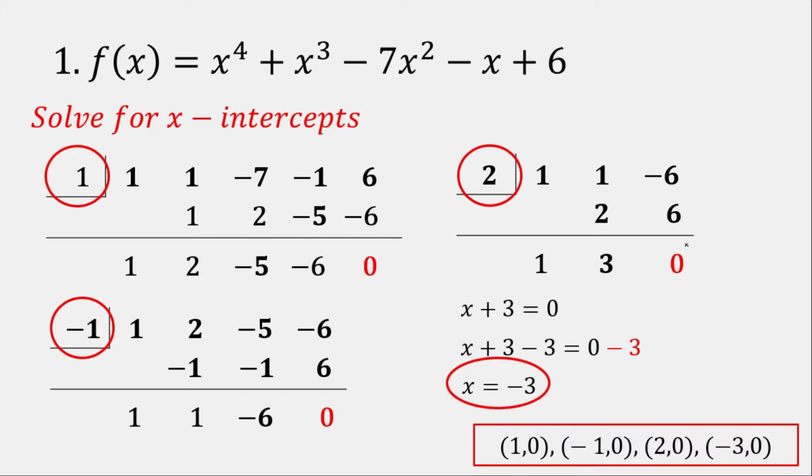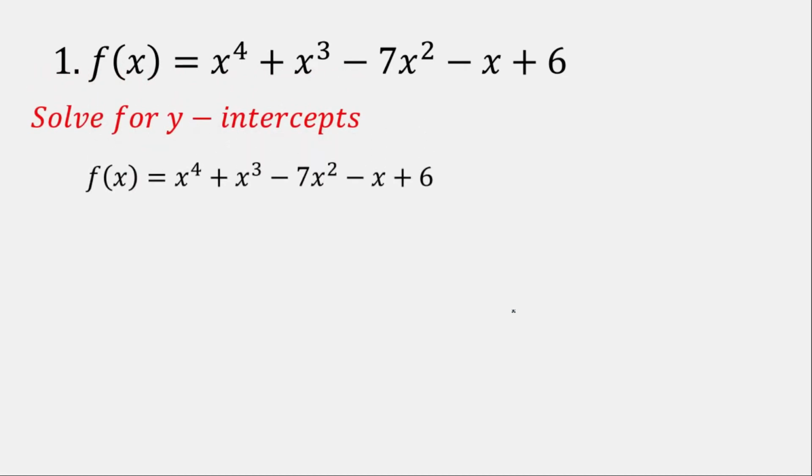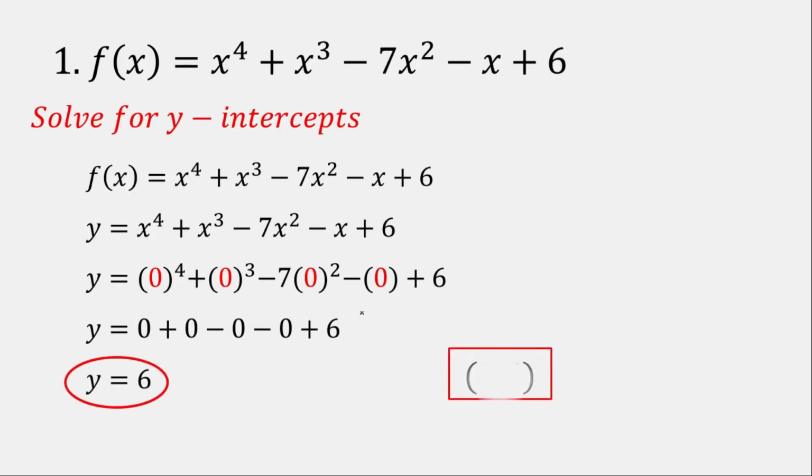So these are the list of our x-intercepts: 1, 0; negative 1, 0; 2, 0; and negative 3, 0. Now to solve for the y-intercept, all you need to do is to equate the equation to y and substitute 0 for x, because the y-intercept is the value of y when x is equal to 0. So this will give us 0, 0, 0, and 0. So our value of y if x is 0 is 6. So we have our y-intercept as 0, 6.